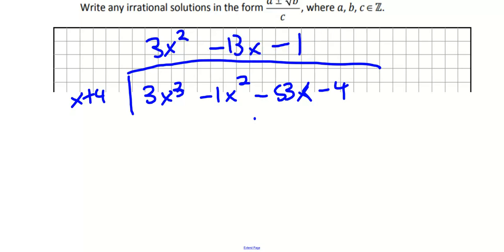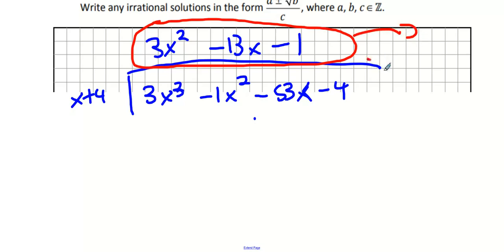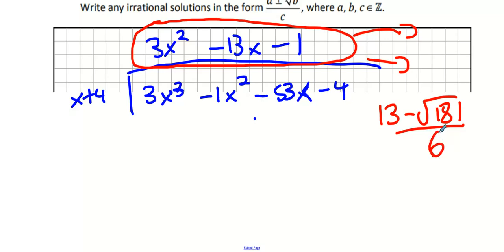What are you going to do with this here then? Minus b formula. And when you log it into the minus b formula, you're going to get two results. The results you're going to get are 13 minus root 181 all over 6, and 13 plus root 181 all over 6.